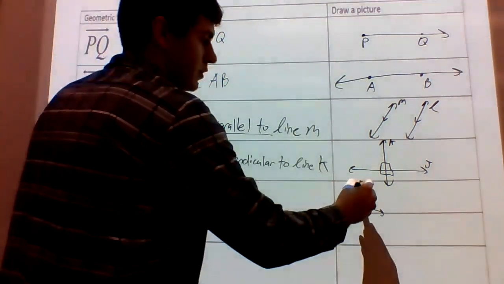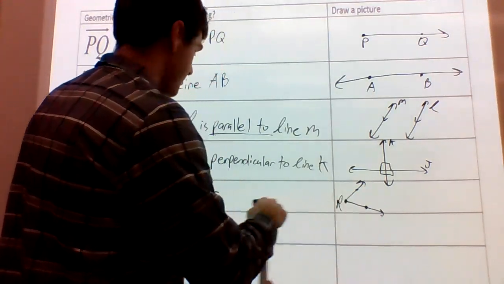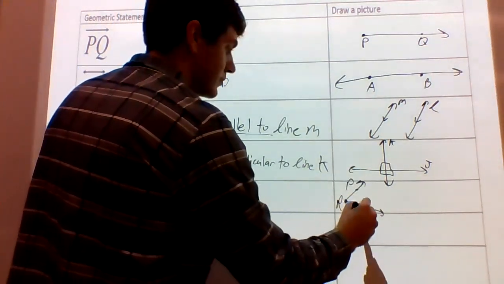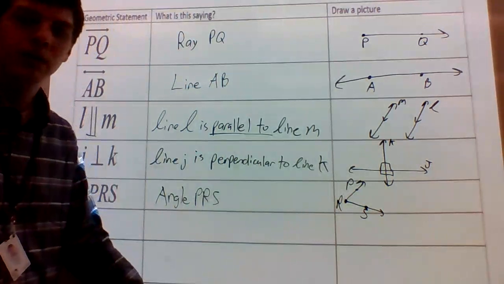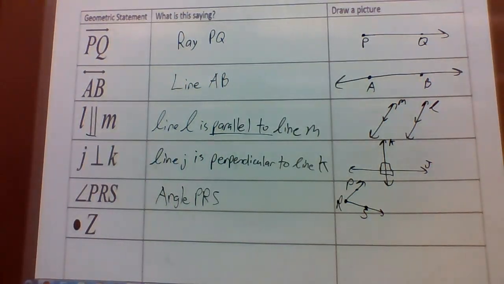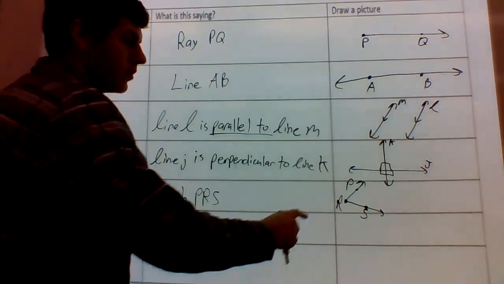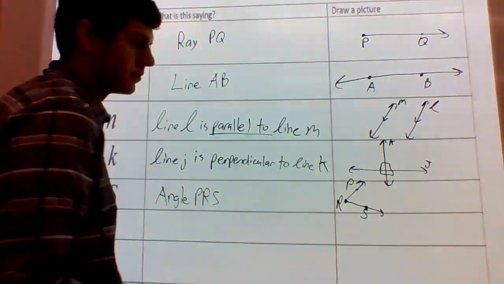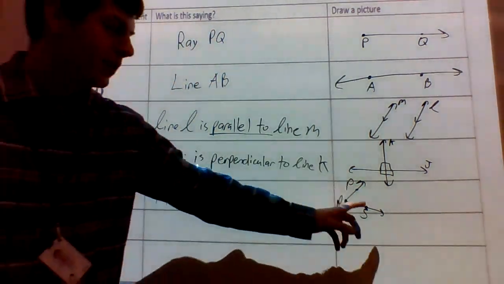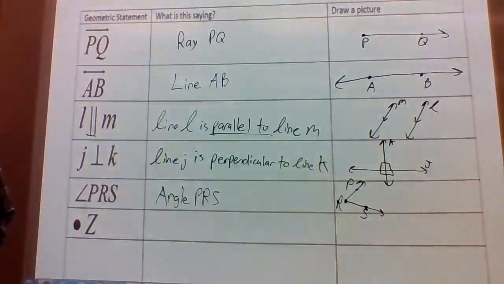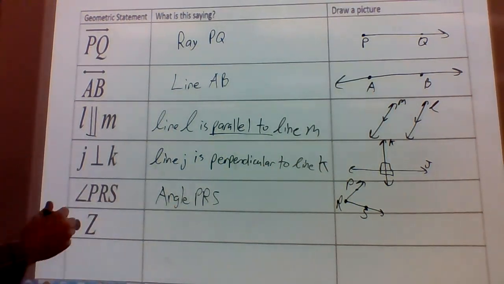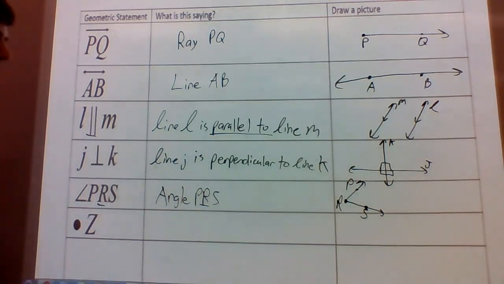It doesn't matter where the other points go. You can put 1 point on one side, one on the other. P on the top, S on the bottom, could be either way, as long as R is in the middle, because R is the vertex. You could put P down here and then PRS. It's fine either way, as long as R is in the middle, because R is the vertex. Can't emphasize that enough.